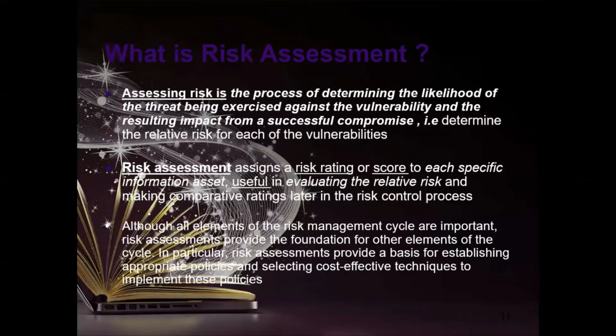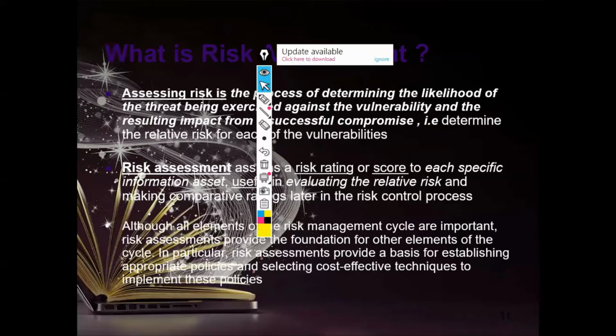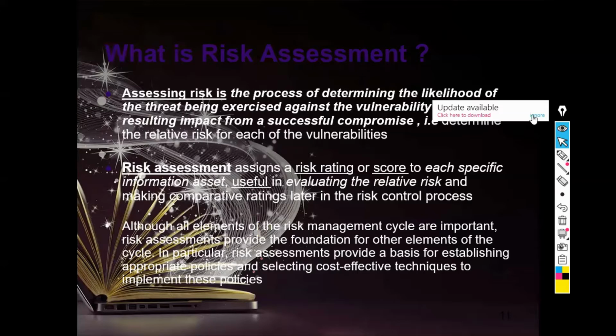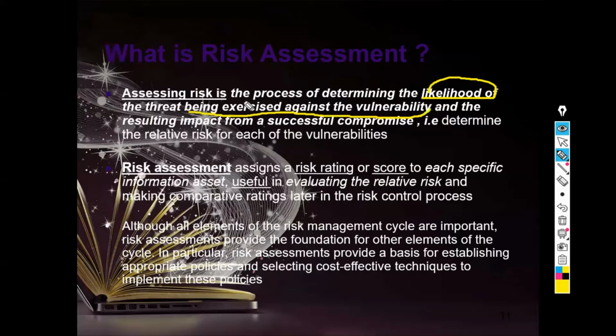In the risk assessment, the first thing is the identification of your assets. Once you have identified the assets, then you need to identify what the threats are and what the vulnerabilities in the system are. This is the first part. Another part is to determine the likelihood of the threat being exercised against the vulnerability. In simple words, what is the probability that a threat will exploit the vulnerability within your system?